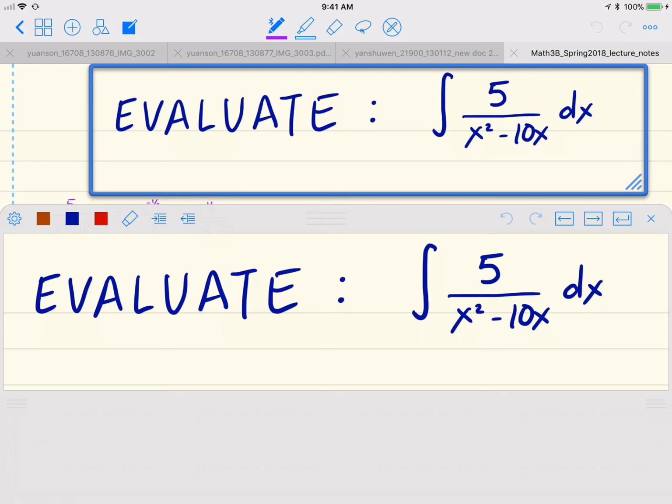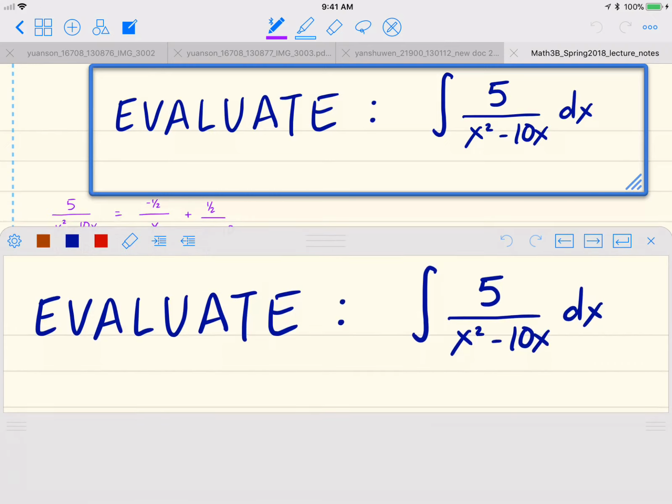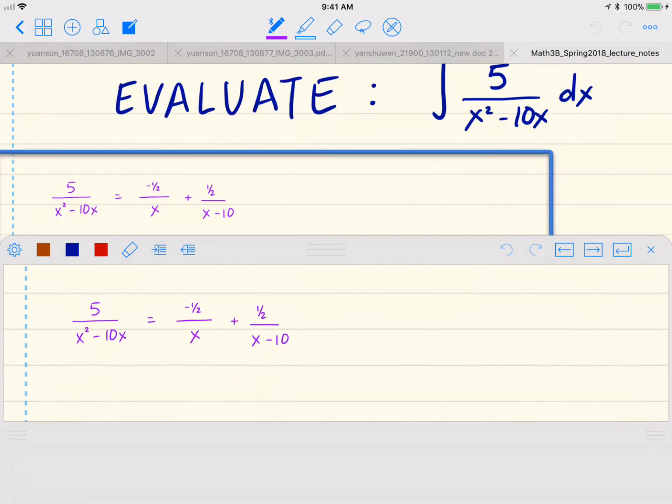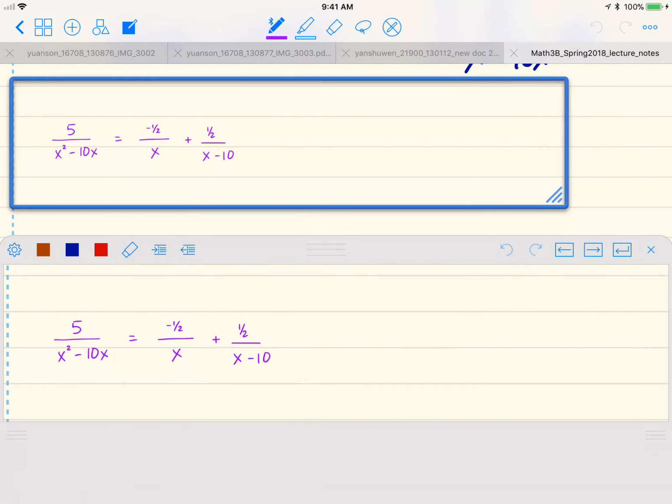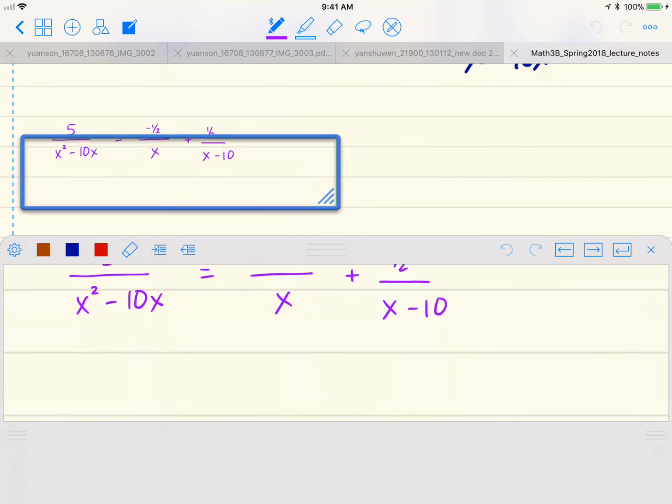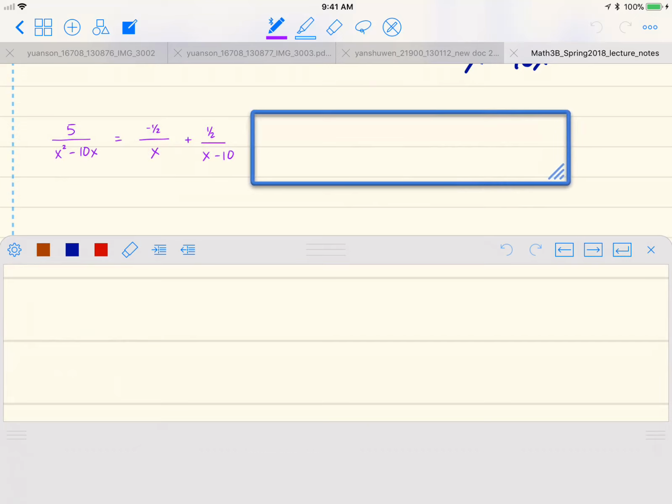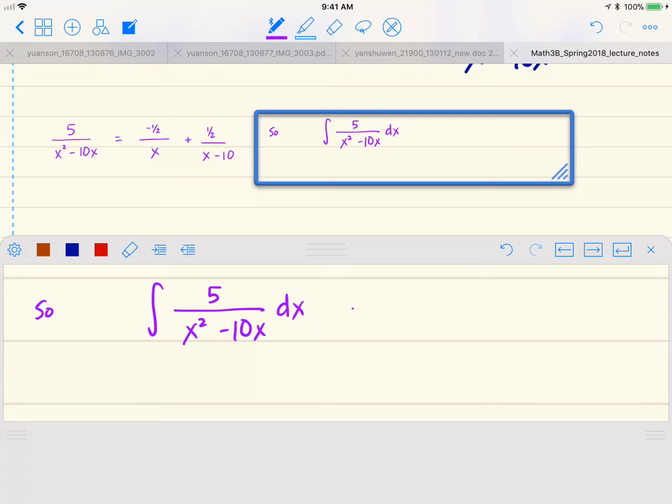Okay, for our first example, we need to evaluate this integral here. You'll notice that we actually found the partial fraction decomposition in class on Wednesday. So we can use this to solve our integral. So we're trying to evaluate the integral of 5 over x squared minus 10x dx.